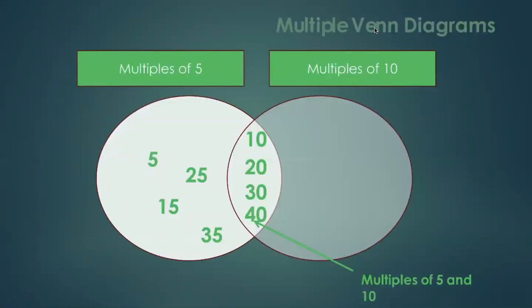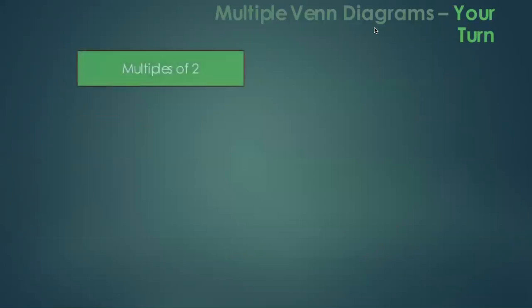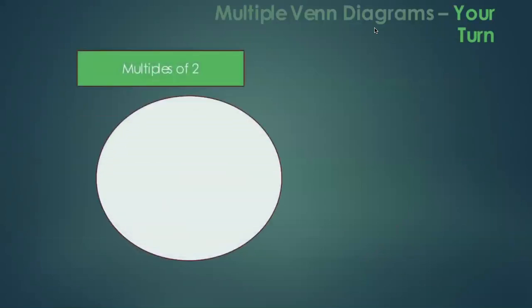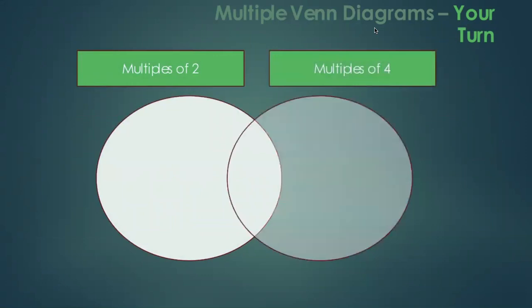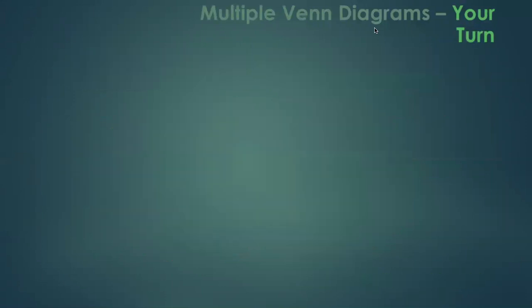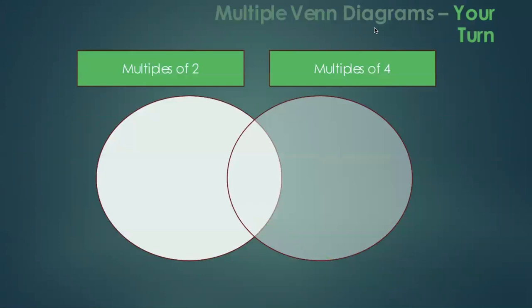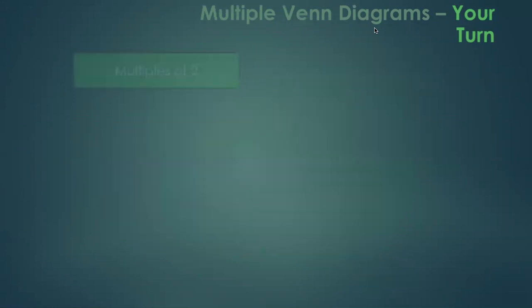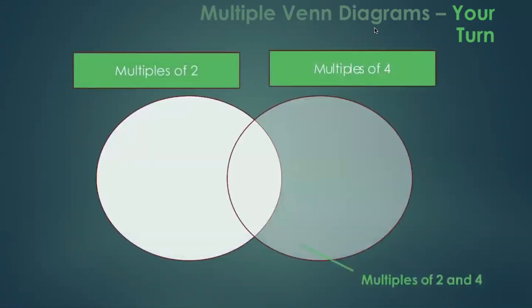you'll notice that nothing is just in the multiples of 10 part of our Venn diagram. Okay, so what I want you to do is quickly draw this. You can skip it if you want to, but quickly draw the multiples of 2 and the multiples of 4, and fill it in on your Venn diagram. Okay, and hopefully you've got something. Hopefully you'll find that all the multiples of 4 go into our intersection and nothing goes on the right-hand side.